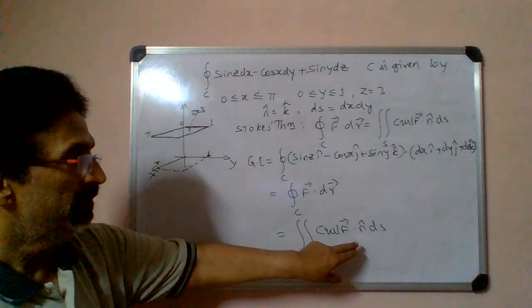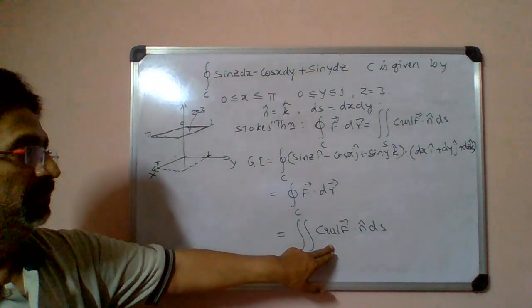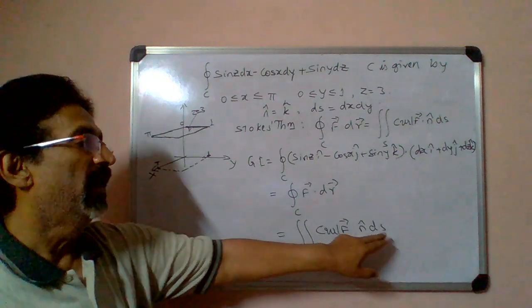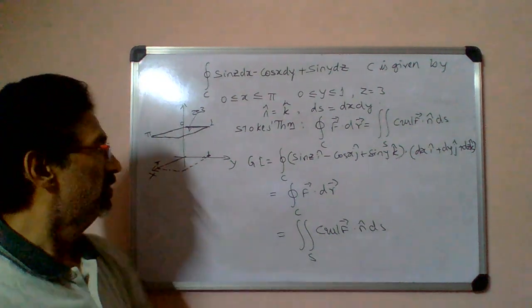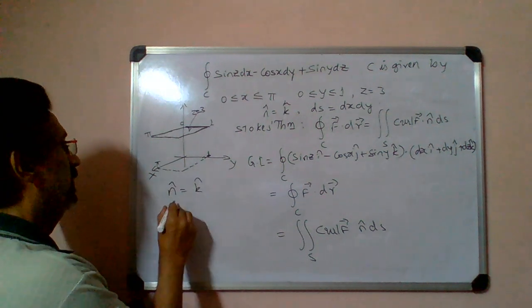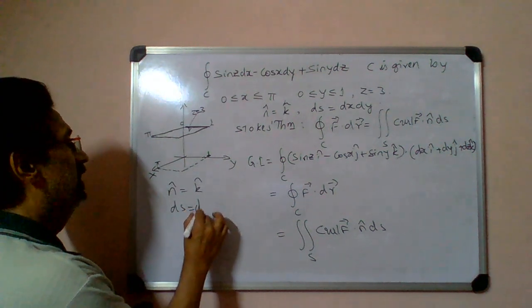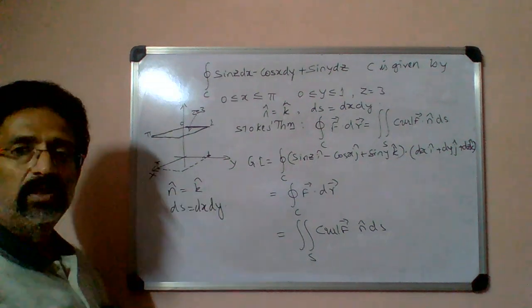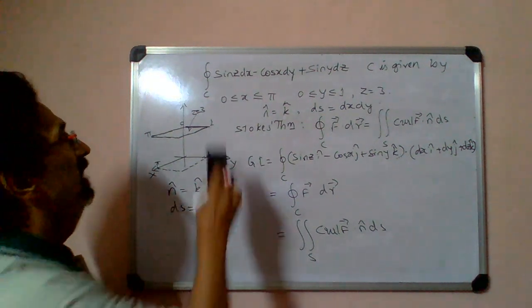Right. Now my next aim is what? I will find out curl f bar. I know n cap, I know ds. So n cap is what? N cap is k cap, ds is dx dy. Now I find out curl f bar.